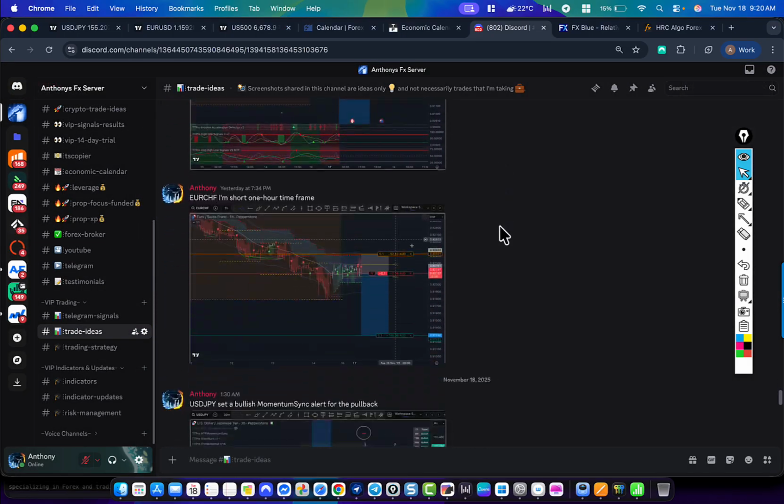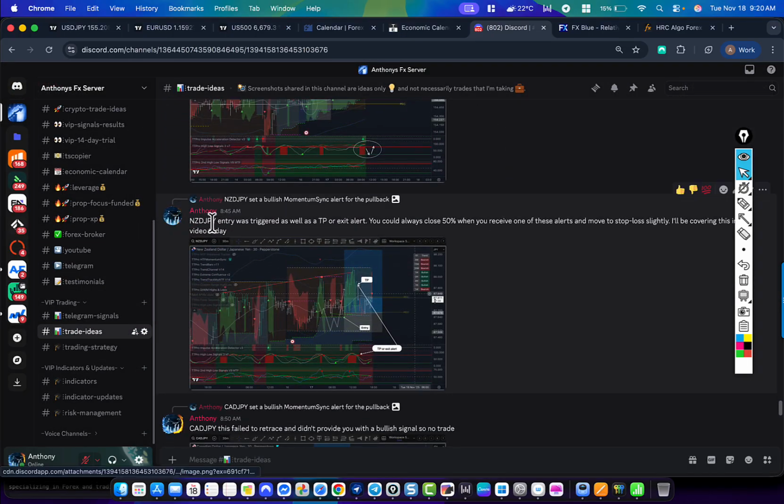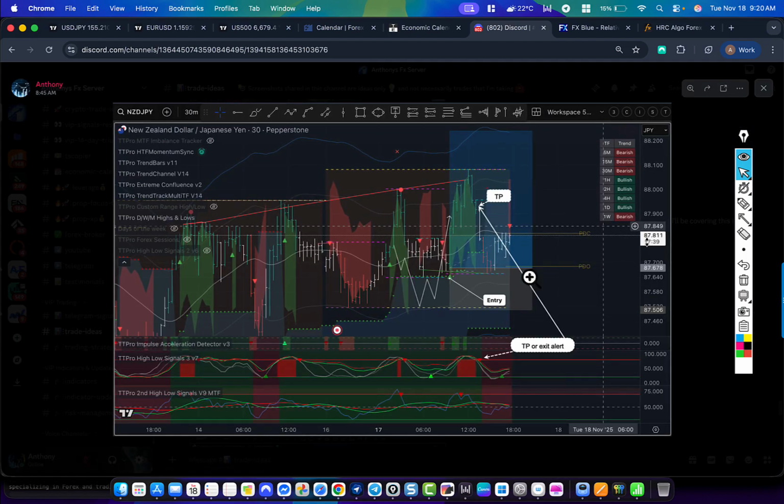So we'll just go down and have a quick look at the outcome. Okay, the entry was triggered. Okay, here we go. Right, we got the pullback. That's the alert from the momentum sink indicator right there. I'll just go down to the arrow. So that's your entry point.